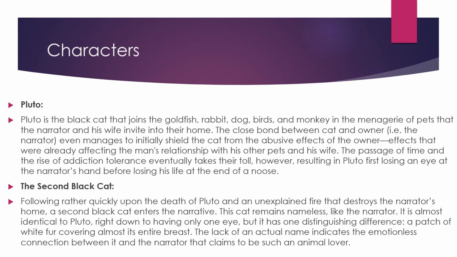We have also the second black cat, following rather quickly upon the death of Plato and an unexplained fire that destroys the narrator's home. A second black cat enters the narrative. This cat remains nameless, like the narrator. It is almost identical to Plato, right down to having only one eye, but it has one distinguishing difference: a patch of white fur covering almost its entire breast. The lack of an actual name indicates the emotionless connection between it and the narrator that claims to be such an animal lover. So the second black cat is like the coming back of Plato from death.